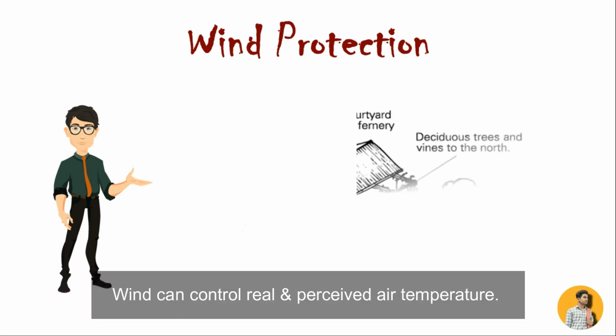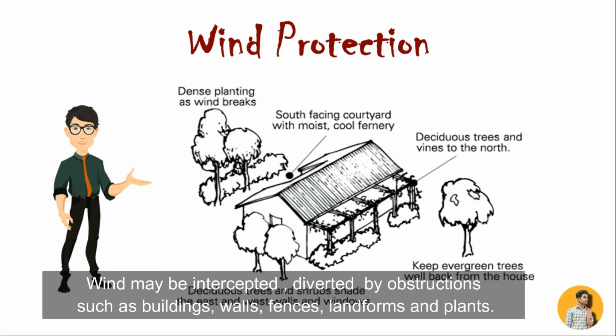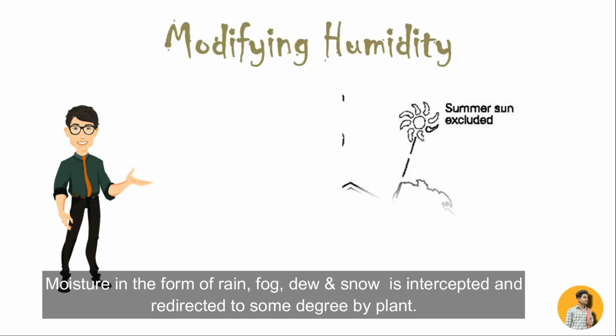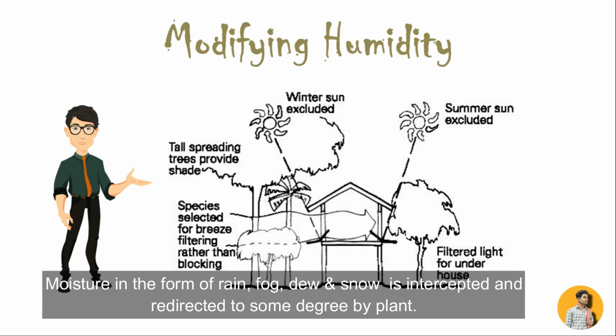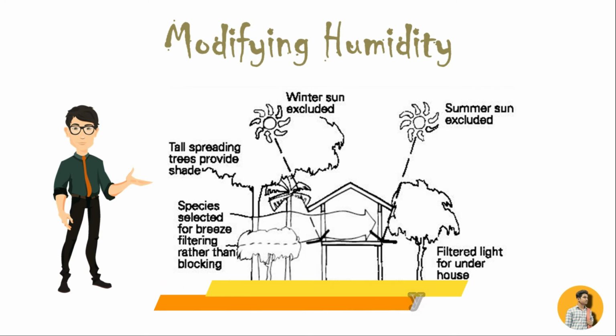Wind protection. Wind can control real and perceived air temperature. Wind may be intercepted or diverted by obstructions such as buildings, walls, fences, landforms and plants. Plants can control wind by obstruction, guidance, deflection and filtration. Modifying humidity. Moisture in the form of rain, fog, dew and snow is intercepted and radiated to some degree by plants. The amount of rainfall that reaches the ground varies according to the plant species, the intensity and duration of rainfall, and the structure of the trees.